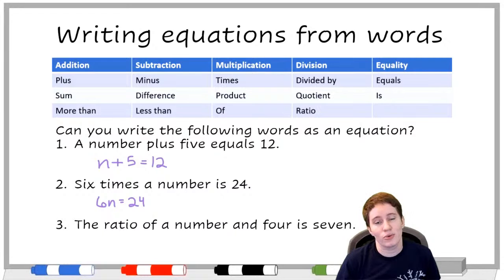The ratio of a number and 4 is 7. So ratio is a word that means division, or it's also a word that means you have a fraction. And so there's 2 ways of representing division, technically. You can use the divided by sign, but especially starting in algebra and going up, we use the division symbol much less, and we usually prefer to do fractions. So the ratio of a number and 4, we want to have a variable and 4 in a fraction. So n over 4. And we put it in the order that they gave it to us. That equals 7.